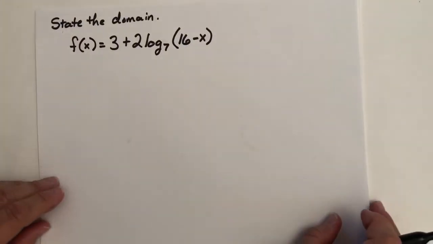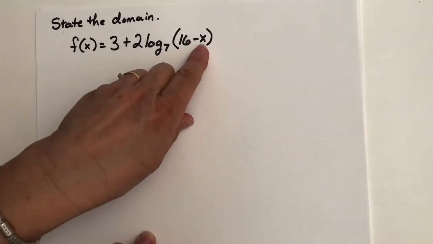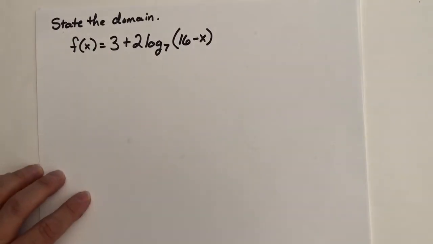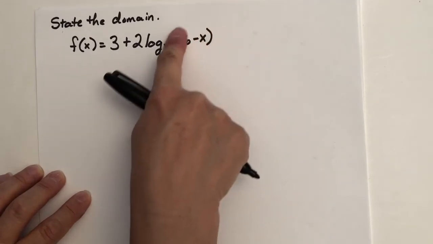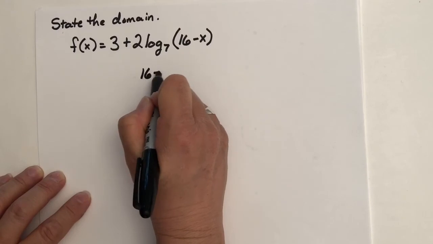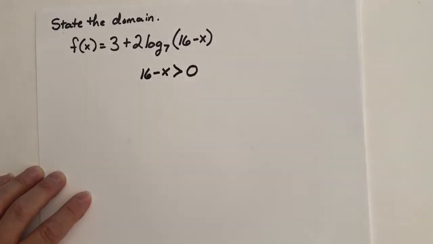Let's look at another one. We're going to state the domain for this function. Remember, the domain deals with the input. What numbers are okay to substitute in here? This 2 and this 3 don't affect the domain at all. What's important is what numbers are acceptable to put in right here. What numbers will force 16 minus x to be a positive expression? And we solve that inequality.